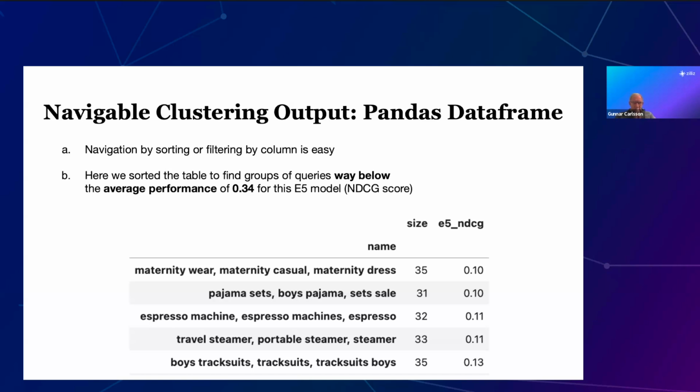You can quickly sort the table by the performance. You could filter it by a certain minimum size of the cluster if you want. You could search the name column as well. And because we made the navigation easy in a table rather than an abstract visual, we were able to quickly get to this information that all these groups of queries perform way below average for the model.